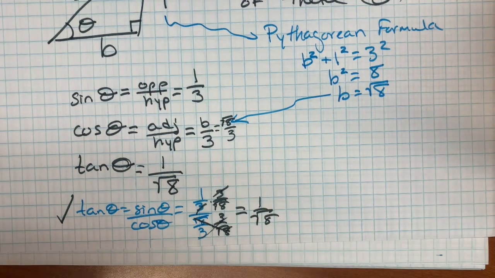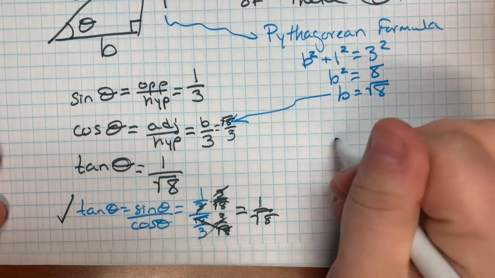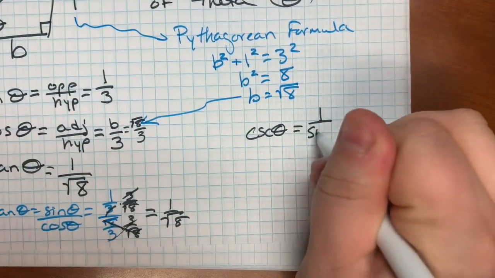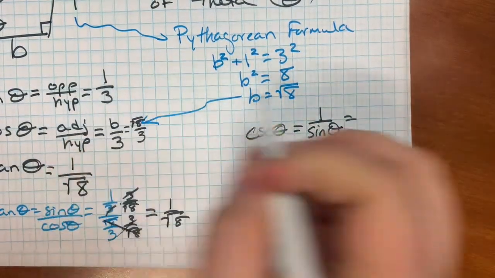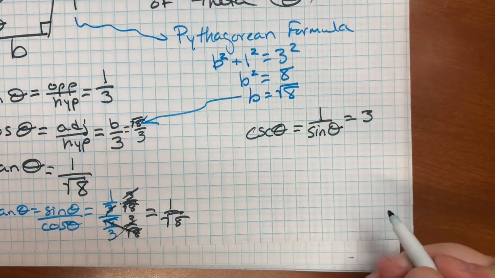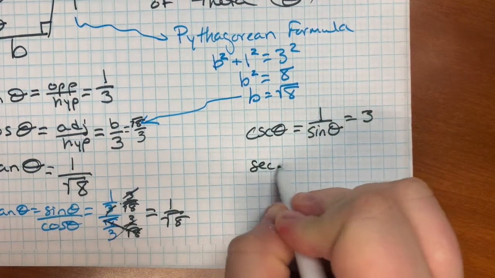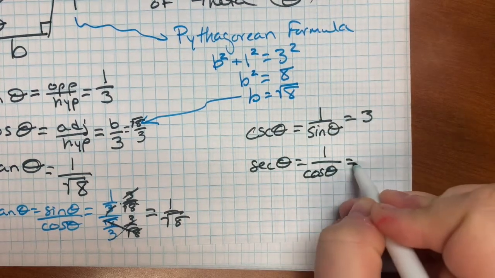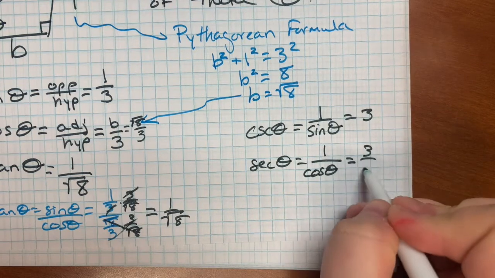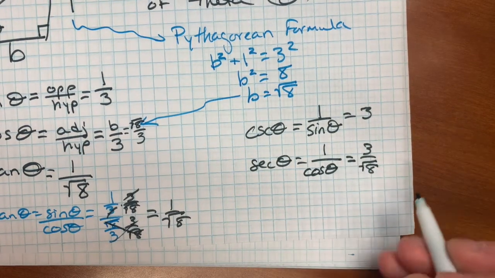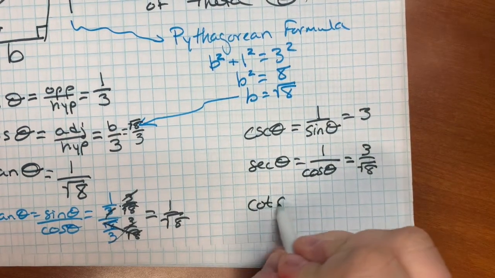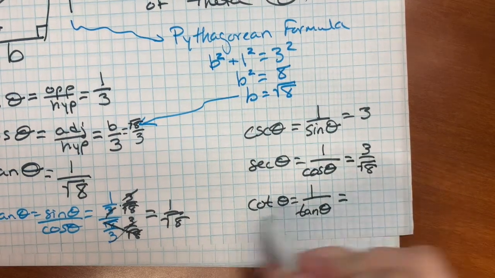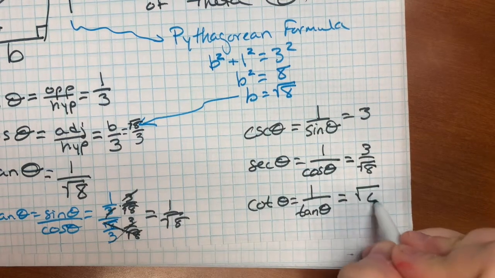And then we have our cosecant, which is just 1 over sine theta, or the reciprocal of 1/3, which is 3. Our secant of theta is 1 over cosine of theta, 3 over the square root of 8, and cotangent of theta is 1 over tangent of theta, square root of 8.